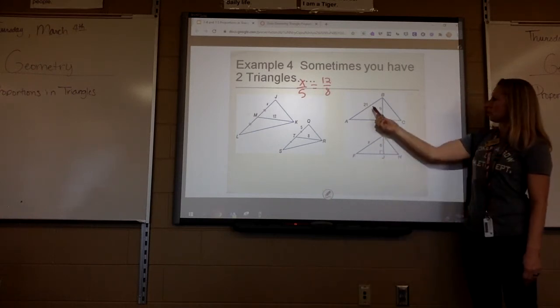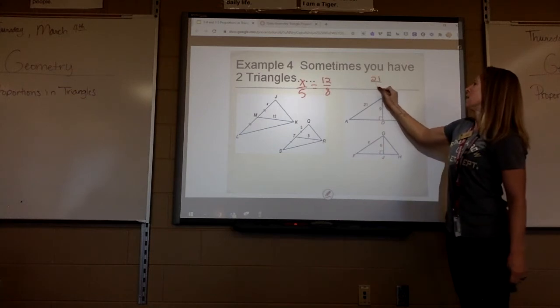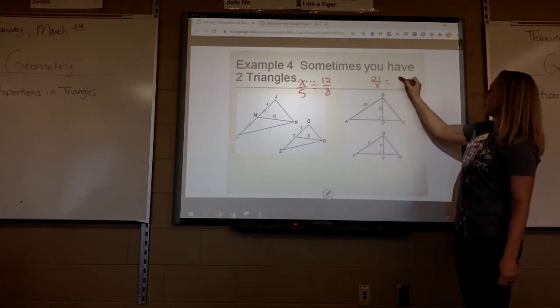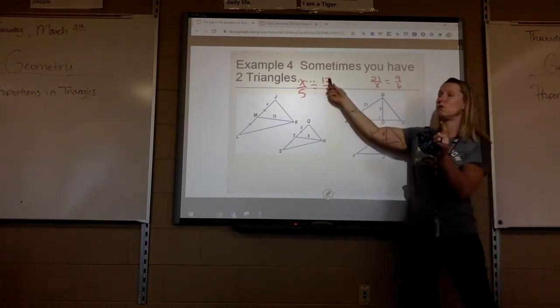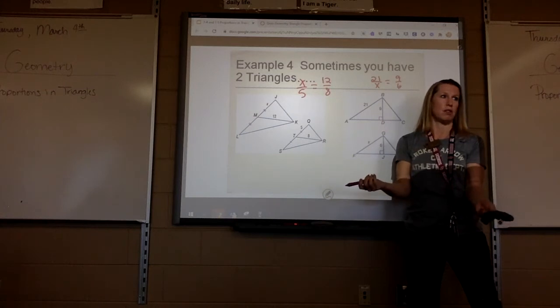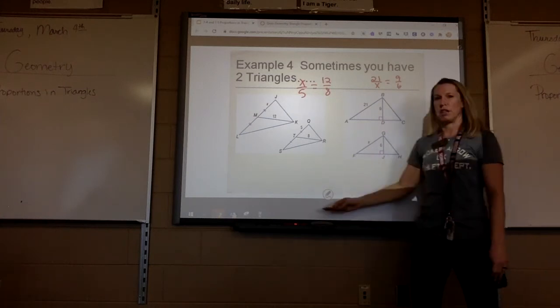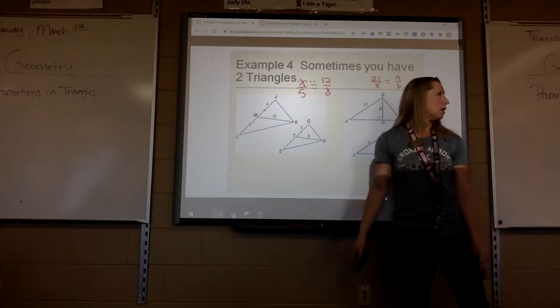So what about this one? 21 would correspond with x, and then 9 and 6. And then you cross multiply. Do you guys remember you can reduce it if you want before you cross multiply to make the math easier, but you don't have to. Are there any questions? I kind of went through that super fast.